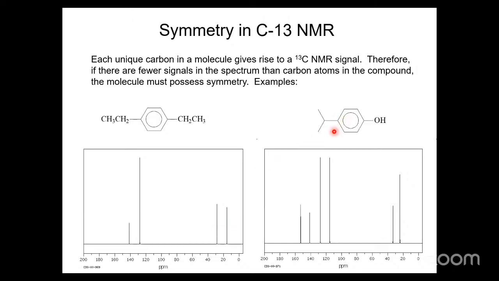Coming to this phenolic compound, it again has a symmetry. So the 2 methyls will be equivalent. These two carbons are equivalent. These two carbons are equivalent. So let us count the total number of signals. 1, 2, 3, 4, 5, and 6. Yeah, 6 are there.